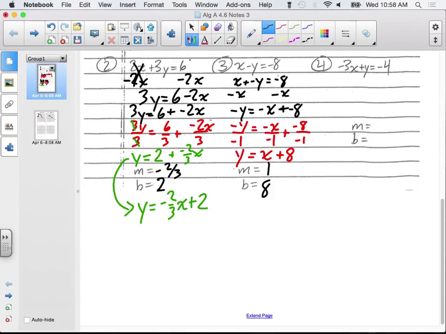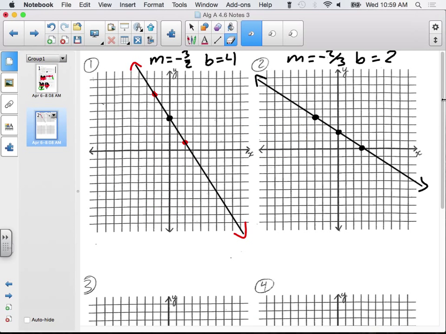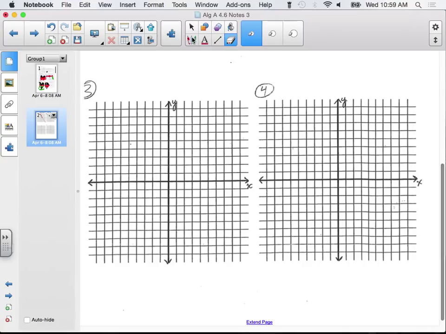So, anyone have any trouble with that one? No, you guys are just pros at this? All right, you guys can go to number 4. I'm sure most of you have. We already drafted. Okay, now we graph number 3. Above the graph, write your slope and y-intercept.